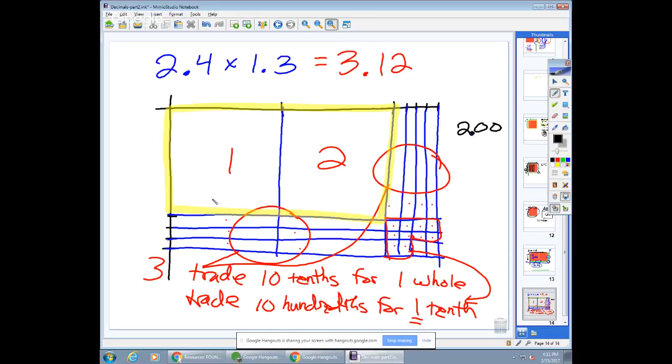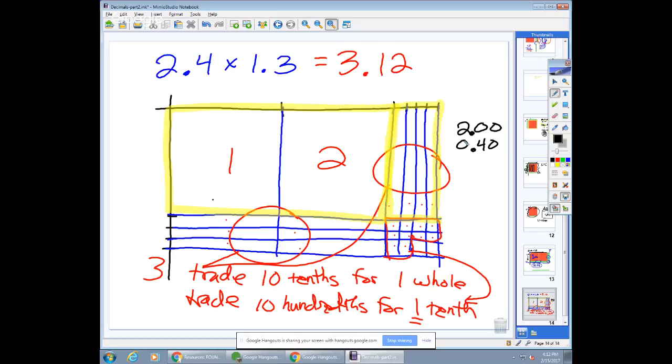Now consider this region over here. How much is in that new shaded region there? 4/10, right? But couldn't I also view it as hundredths? How many hundredths is in that region? There are 40 hundredths. I like to put the 0 in front.